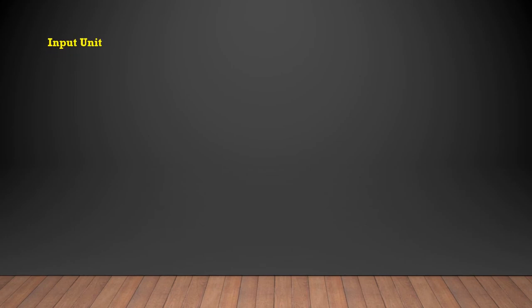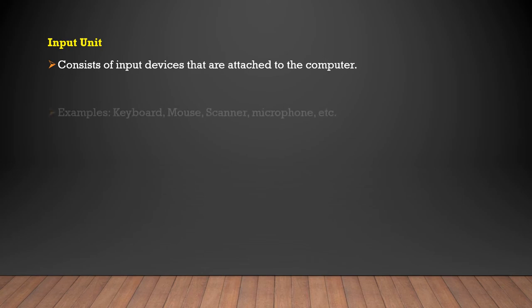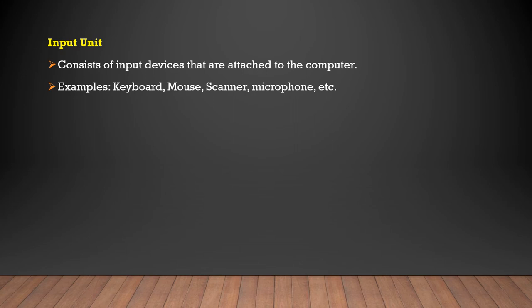Input unit. The input unit consists of input devices that are attached to the computer. Examples of input devices are keyboard, mouse, scanner, microphone, etc. These components help the users to enter data and commands into a computer system. The input unit converts data into a computer-understandable form, that is, binary code. Since a computer is an electronic device, it can understand only two states, either on or off, or high or low voltages. It can be represented in binary bits 0 or 1: 0 for off and 1 for on.